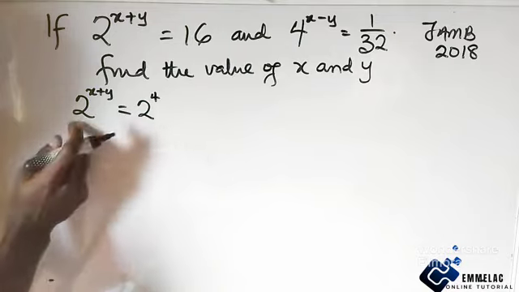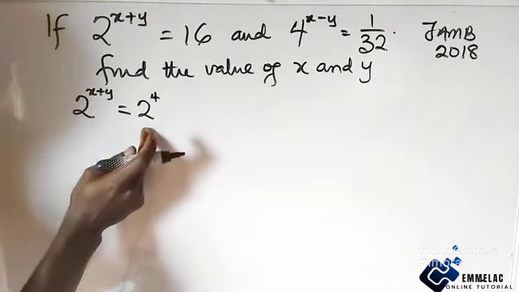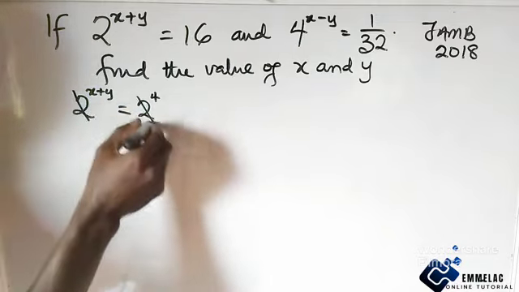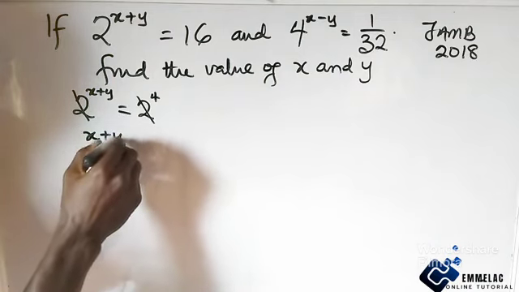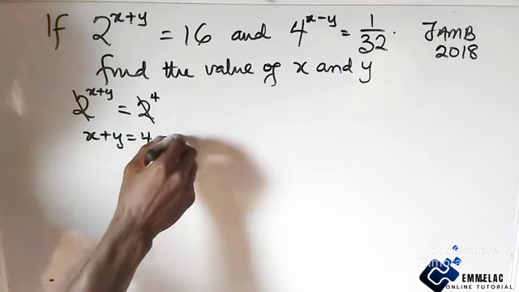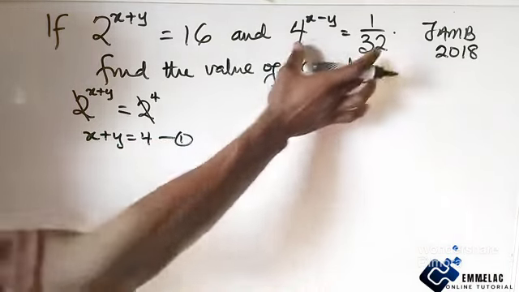Now since we have the two bases reconciling, we can now take the bases out, so we are left with what? The powers, x plus y equals what? 4. Now this is equation 1. Now let us bring down this.